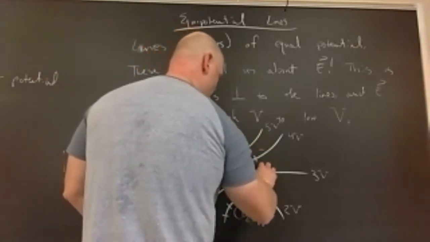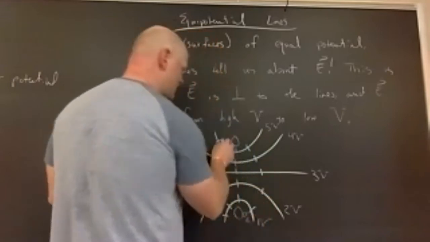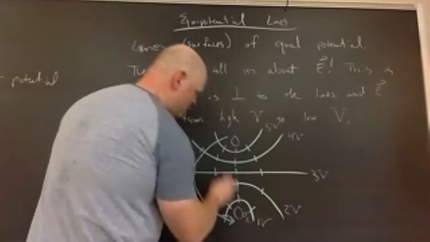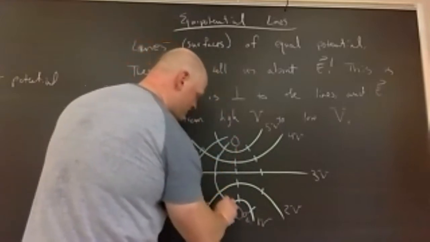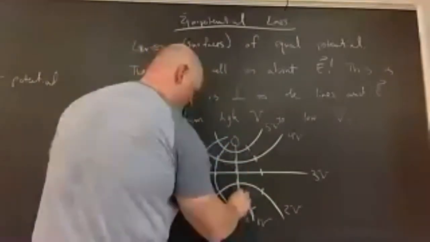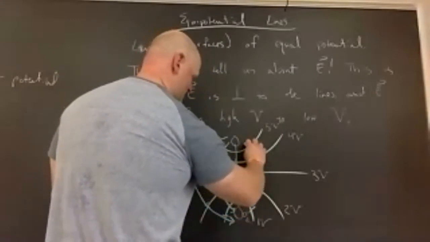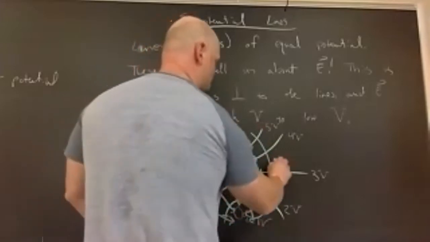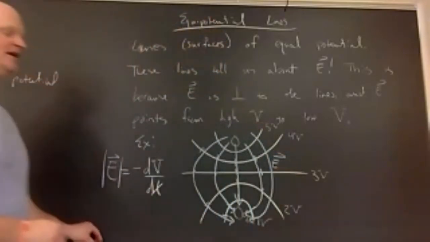And then the direction of the field itself, again, is going to point from high potential to low potential. So my electric field is actually going to do something like this. So this is my electric field. So what's the point of all this?